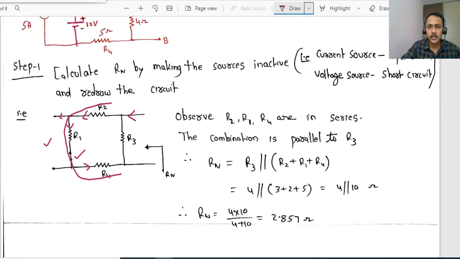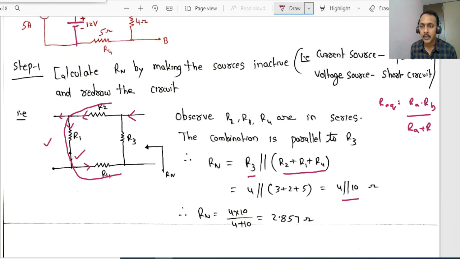So the way you look at the circuit is important. Dear students, observe R2, R1 and R4 are in series. That is what we have done here. R2 plus R1 plus R4 in parallel with R3. Now 3 plus 2 plus 5 parallel with 4. 4 parallel to 10. If two resistors RA and RB are in parallel, R equivalent is RA into RB by RA plus RB. So that is what we have done here: 4 into 10 divided by 4 plus 10. We are getting 2.857 ohms. This is the way of finding the equivalent resistance.